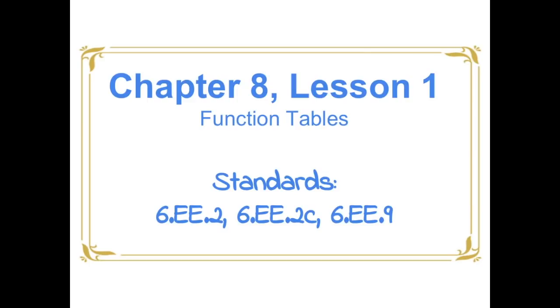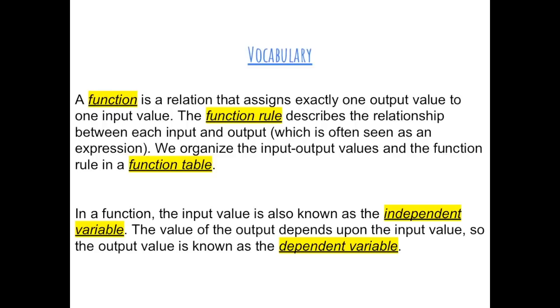Chapter 8, Lesson 1, Function Tables. A function is a relation that assigns exactly one output value to one input value. The function rule describes the relationship between each input and output, which is often seen as an expression. We organize the input-output values and the function rule in a function table.